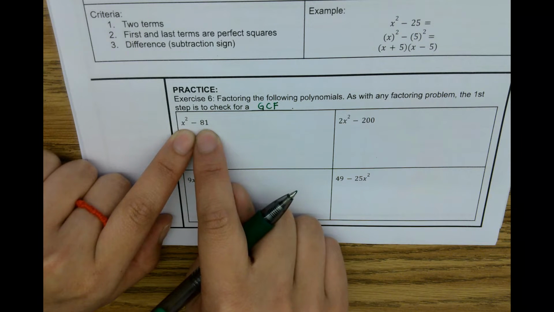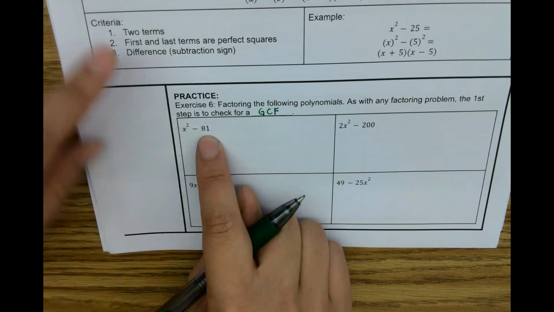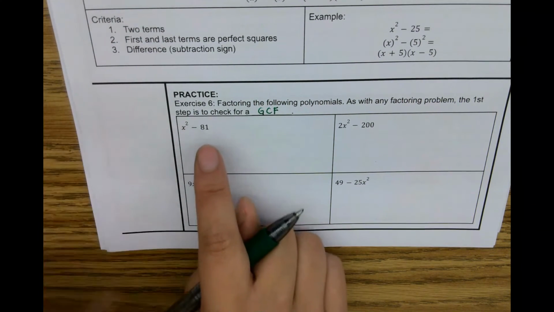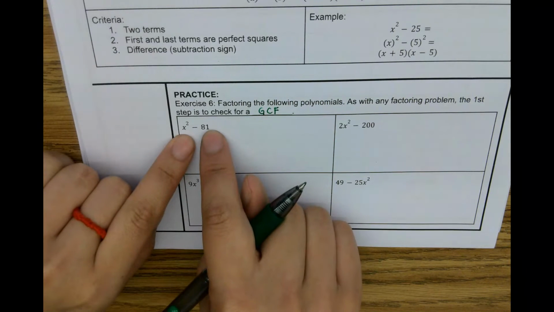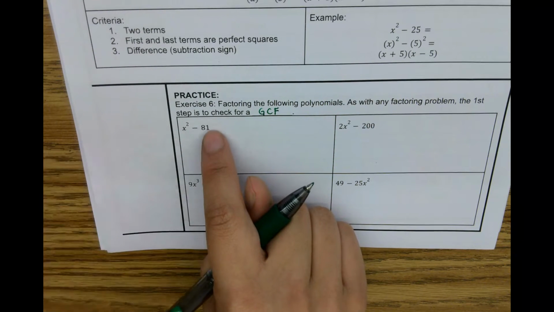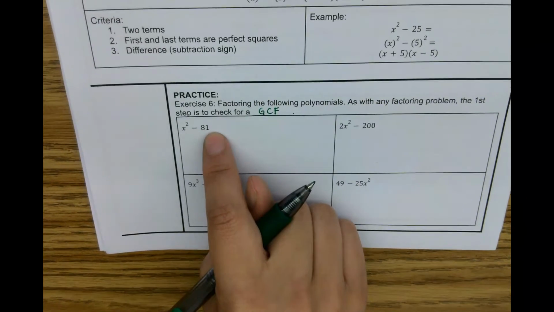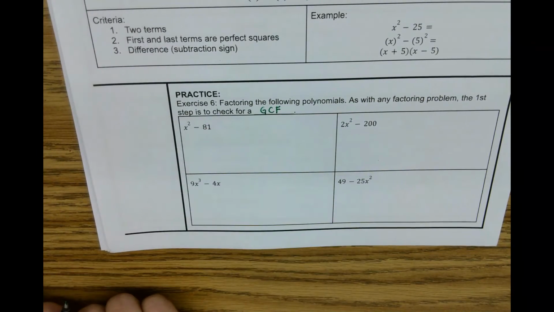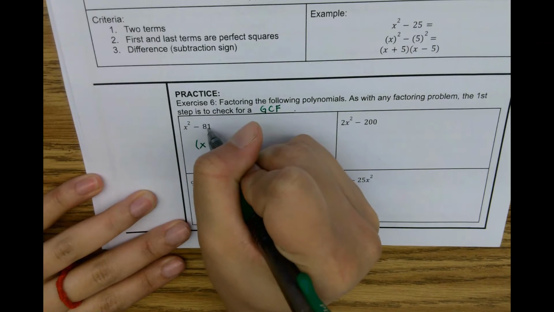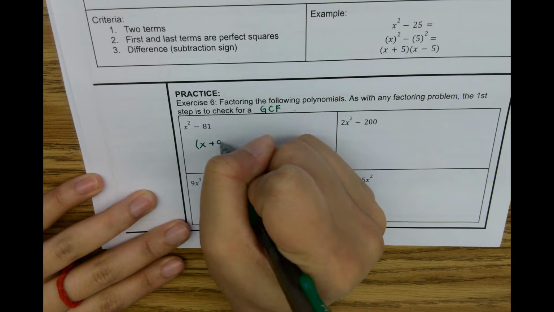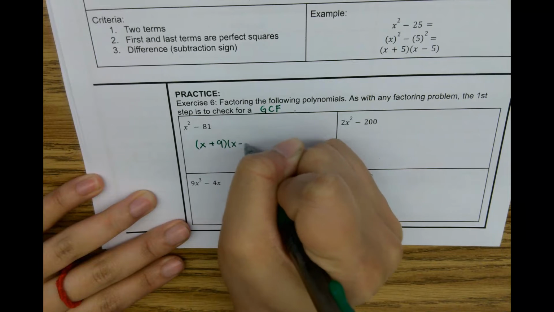This is a difference of two squares. First, it's two terms: x squared is a term, negative 81 is a term. The first and last terms are both perfect squares: x squared is a perfect square, and 81 is a perfect square, it's 9 squared. And there's a difference in between. So to factor, the square root of 81 is 9, so it's going to be x plus 9, x minus 9.